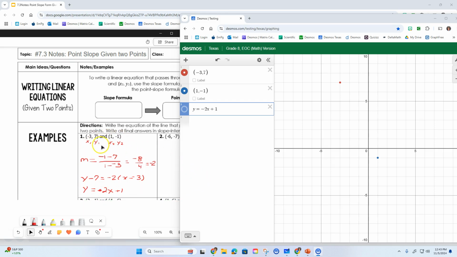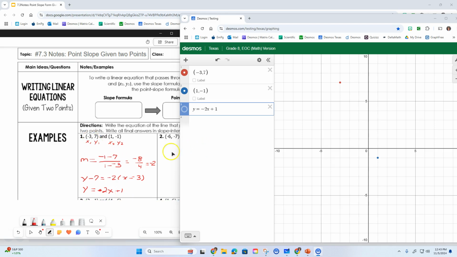So I've worked problem number 1. I labeled my x1, y1, x2, y2, plugged it into my slope formula, calculated my slope, then used my slope and my x1, y1 in the point slope formula just like we did yesterday, and I distributed and then moved the 7. So here I have what I think is my slope-intercept form equation. And here's the way you're going to check it.